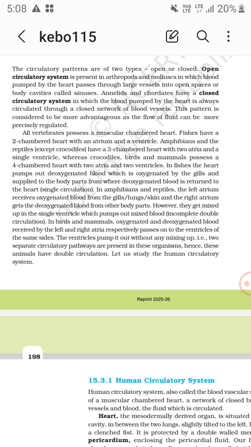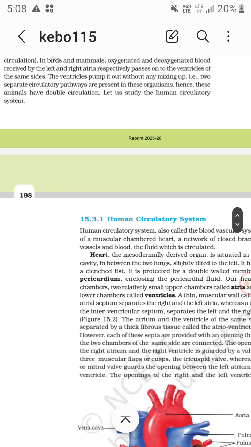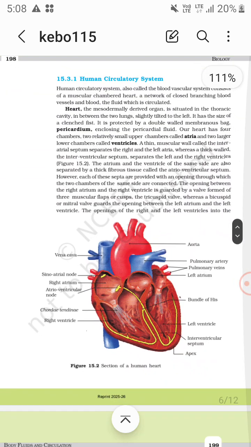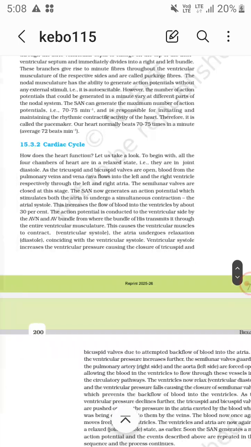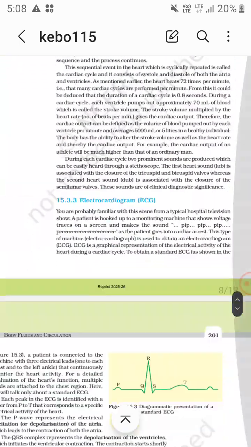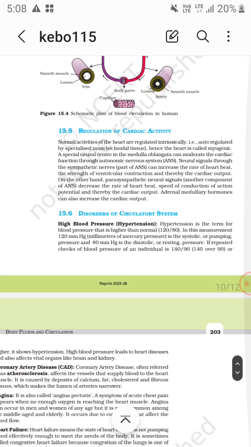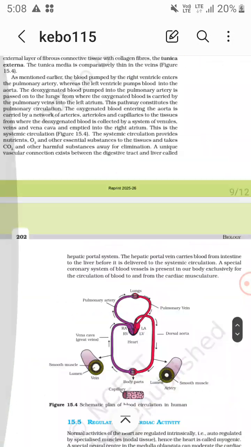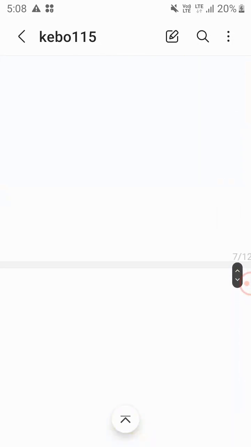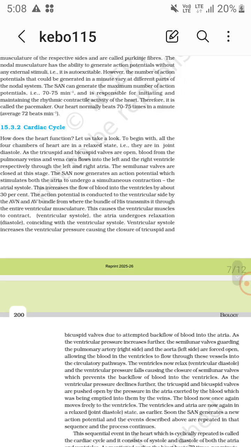So let us study the human circulatory system. Next is the human circulatory system, then the cardiac cycle, then the ECG, then the double circulation, then the regulation of cardiac activity, and then disorders. So this is how it goes.